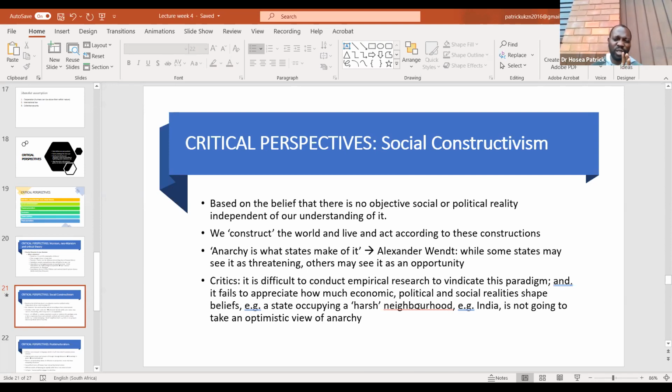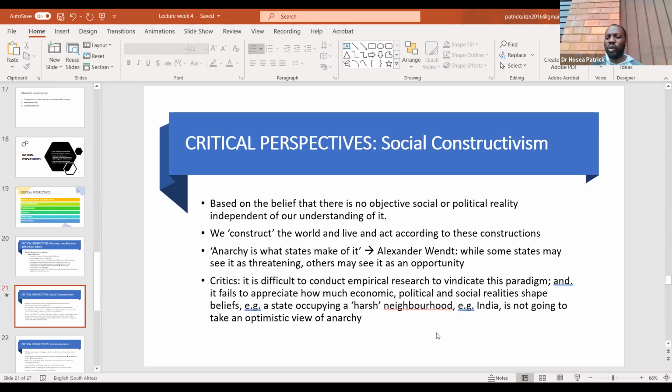The concern of this class is just to look at the theory of social constructivism and use it to interpret events. So it's based on the belief that there's no objective reality. What you know as true is based on your understanding of it. For instance, what you call black may not necessarily be black. What you call white may not necessarily be white. What you call whatever color may not necessarily be what it is. What you see as right and what you see as wrong may not necessarily be what it is.